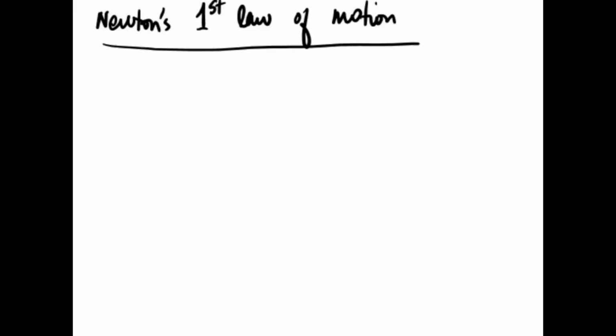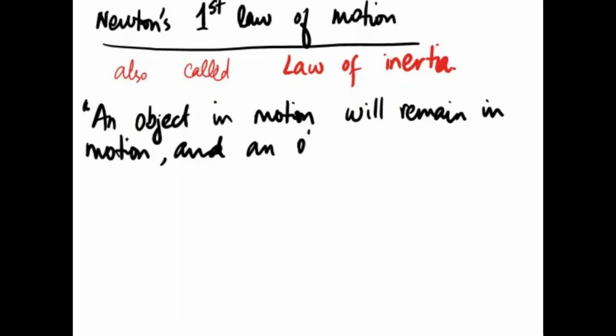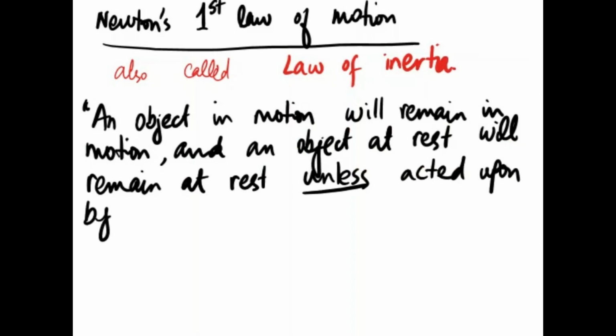Let's take a look at Newton's first law of motion. Newton's first law of motion is also known as the law of inertia. If you look at the statement, it says that an object in motion will remain in motion and an object at rest will remain at rest unless, that's a condition, acted upon by a net external force. Now this is the classic version of Newton's first law of motion.